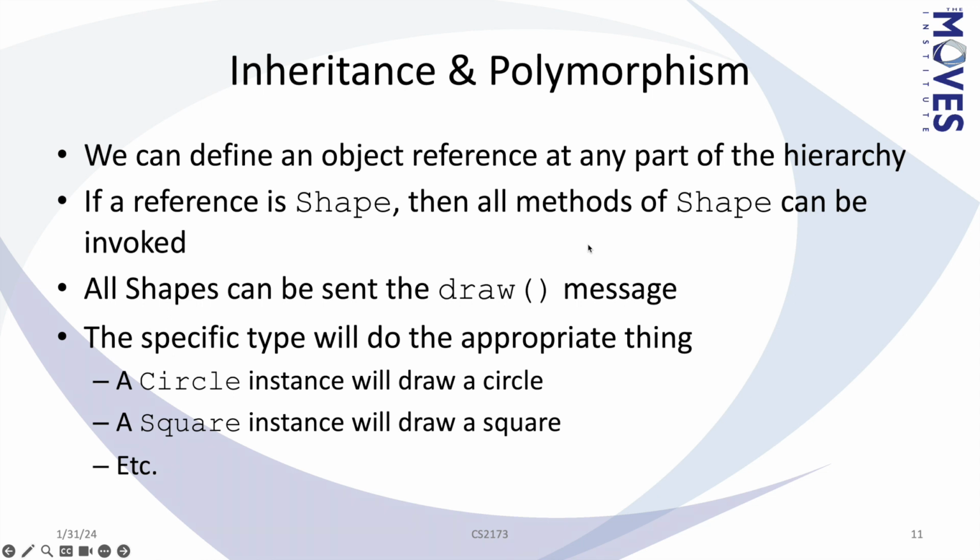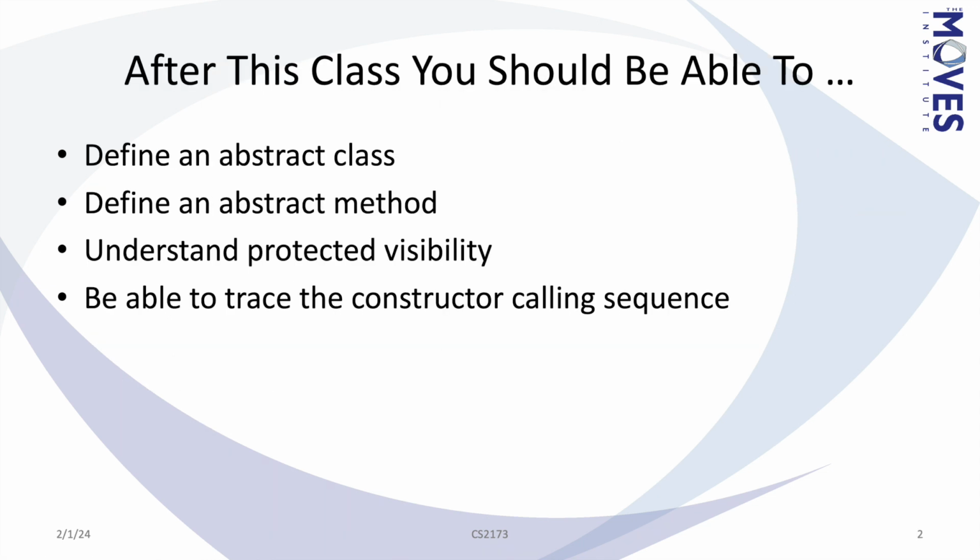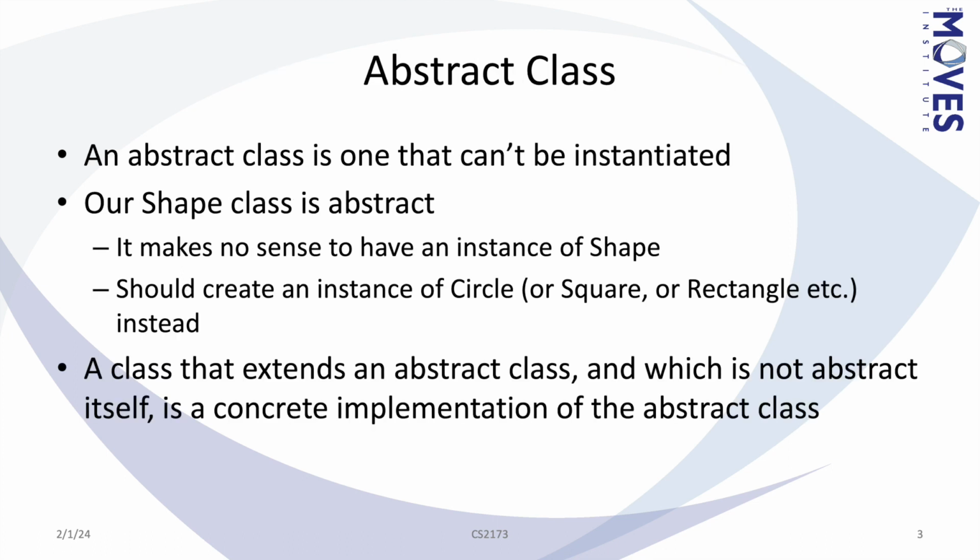Okay, so abstract classes, and we'll see how to define them. We're going to touch on protected visibility. It's something that's going to be more important next quarter, actually. And then the other is the constructor calling sequence, which I've touched on earlier in a previous class, but it bears repeating.